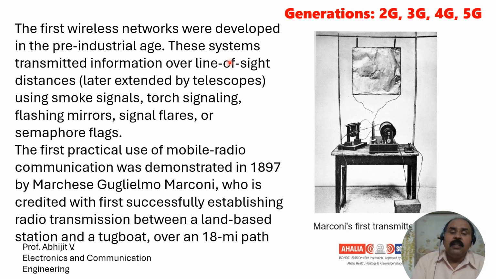The first wireless networks were developed in the pre-industrial age. While looking into the brief history of wireless communication, previously there were so many other means of communicating from one point to the other. Initially, we used smoke signals. There were doves which were used for sending letters from one point to the other. Once upon a time, we used doves, and it's very famous for that. So, previously, we had tried different methods of communicating wirelessly from one point to the other.